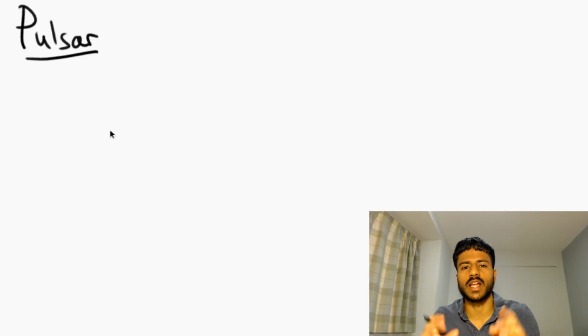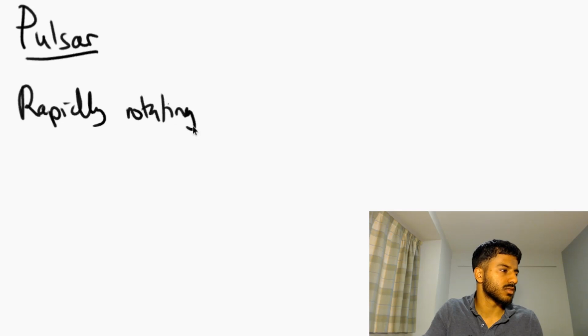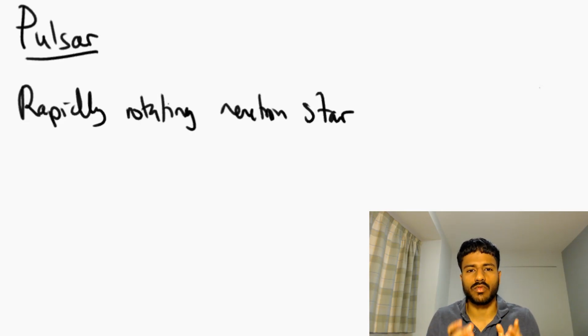So today we're going to be looking at different kinds of stellar objects. And we're going to start off with something called a pulsar. Now, a pulsar is simply a rapidly rotating neutron star. And we came across neutron stars in our formation of stars video. Now, neutron stars are how some really massive stars can end up at the end of their life cycle. And what a pulsar is, it's a rapidly rotating neutron star.